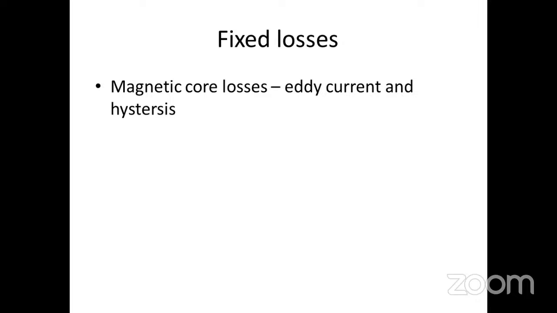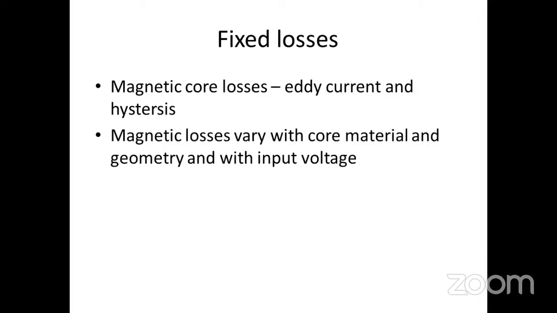Hysteresis loss and eddy current loss are both fixed losses. Irrespective of the load, these will be happening. Magnetic losses vary with core material and geometry and with input voltage. What is the geometry? We just saw that lamination makes the loss lesser. Regarding the core material, nowadays we are making energy efficient motors with core materials that are excellent in magnetizing properties, whereas they also have high resistance.